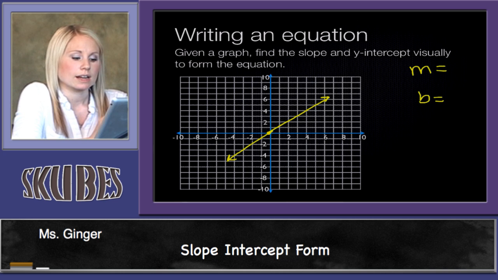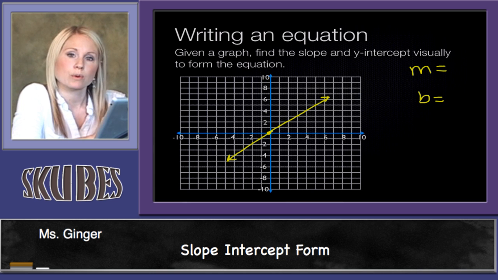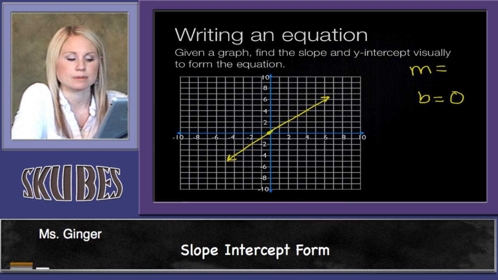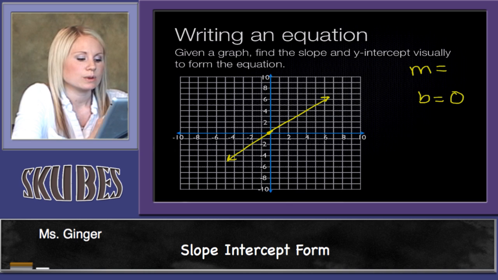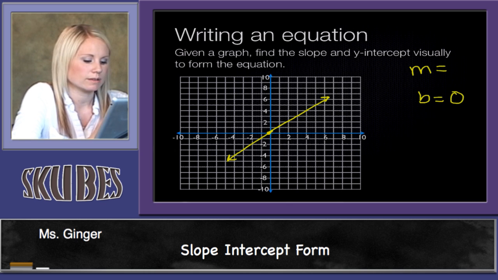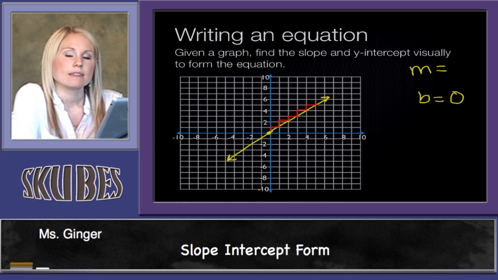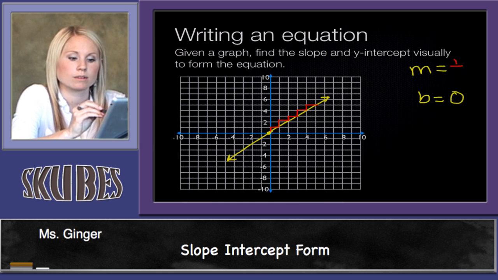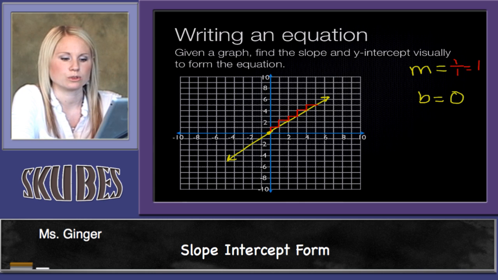When I look at this line, I can see that it's crossing right through 0, 0, the origin. So my y-intercept is going through the y-axis at 0. And that could happen at any number, but ours happens to be at 0. And then to get to each additional point, I can travel up 1 over 1. See this? To get to each additional point. That means when I move up 1 over 1, my slope is 1 over 1, or 1, as reduced.